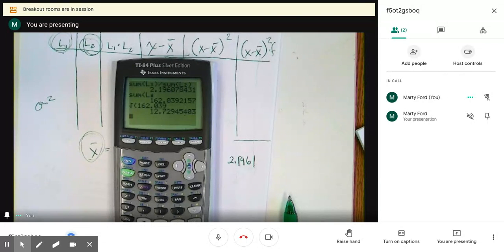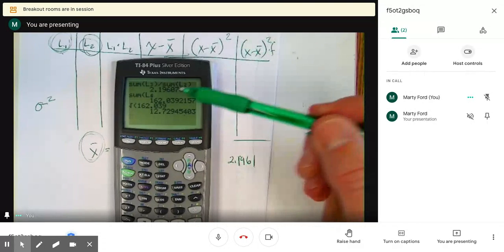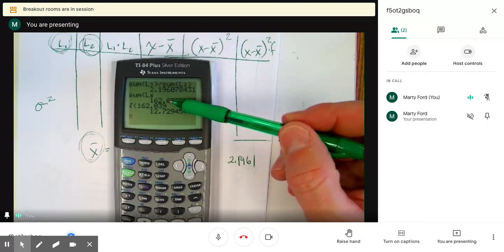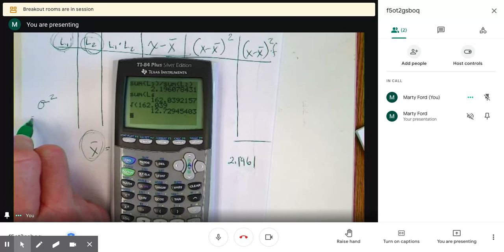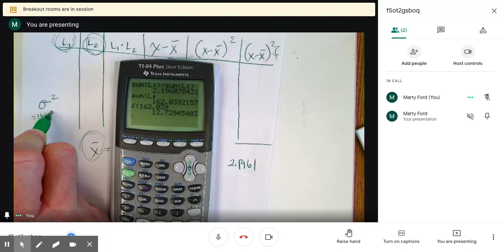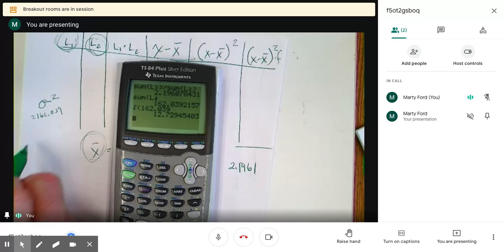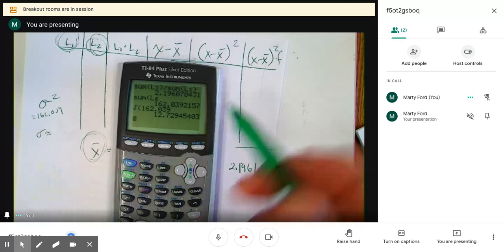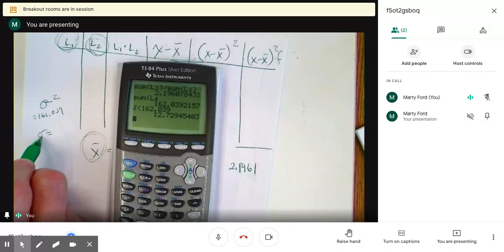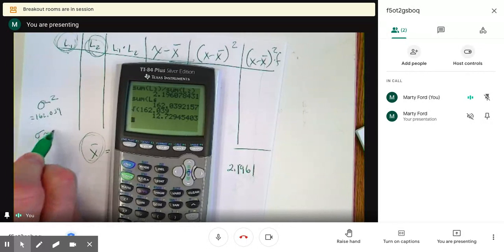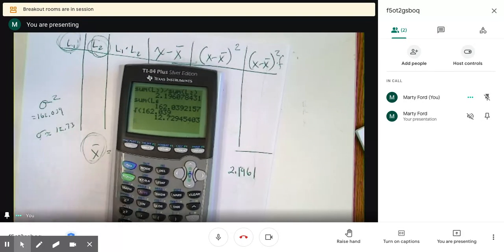Okay, that was for the group data. Just make sure. Here comes all this other stuff. Okay. So the sum of the last column is going to be the variance. Taking the square root of that gives me the standard deviation. This is the standard deviation, 12.73. Okay.